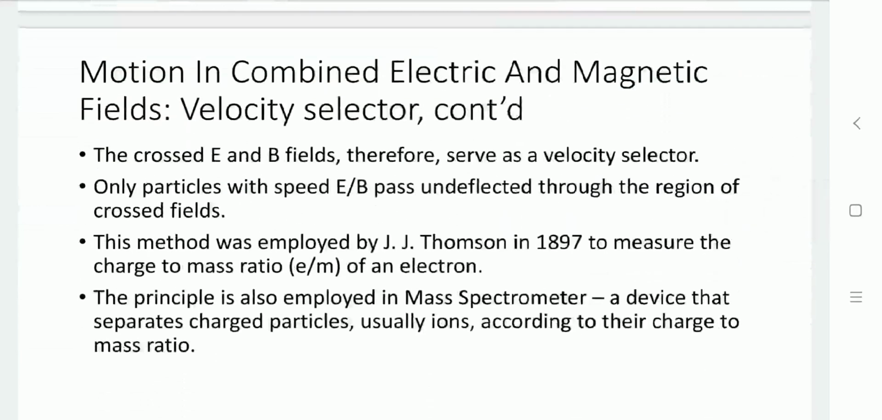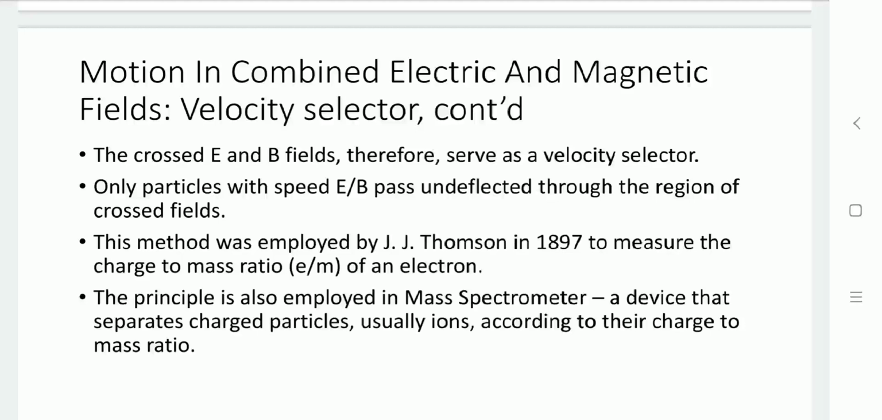So E and B, these are the crossed fields, and they can serve as a velocity selector. So only particles with the speed E by B can pass along the x-axis without deflection in the region of crossed fields.